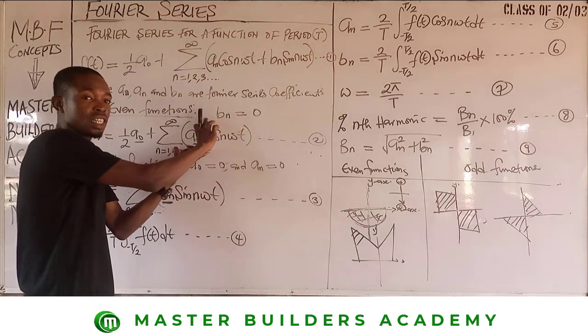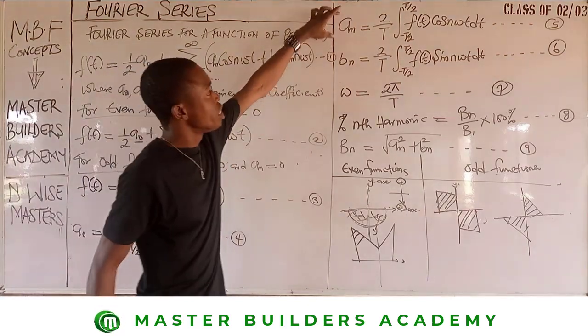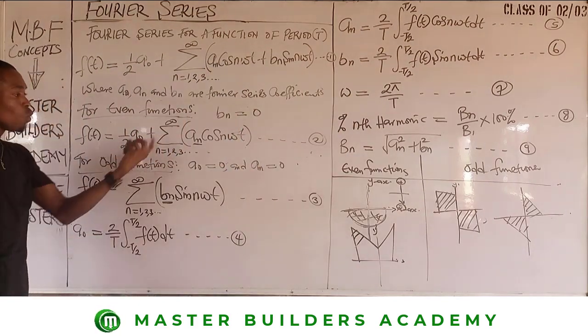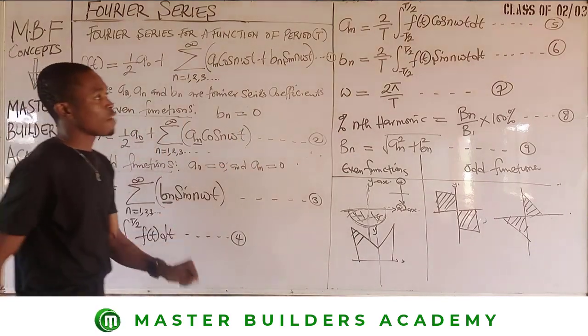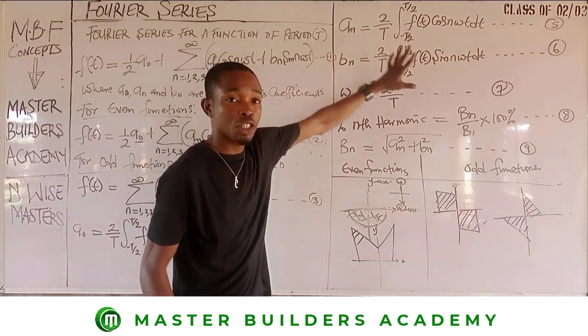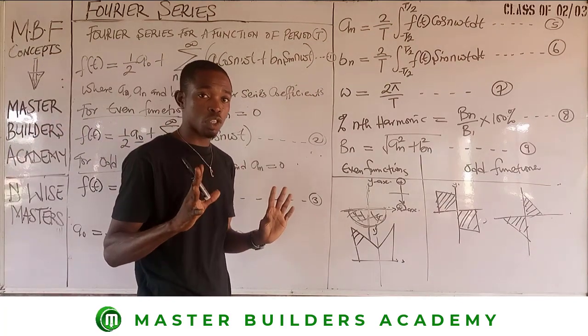So we will either use equation 2 or equation 3. If we are using equation 2, we need only equations 5 and 4 to fill in for equation 2. Then if we are dealing with equation 3, which is the odd function, we need only equation 6 to get the value of Vn. So you don't use all the equations.